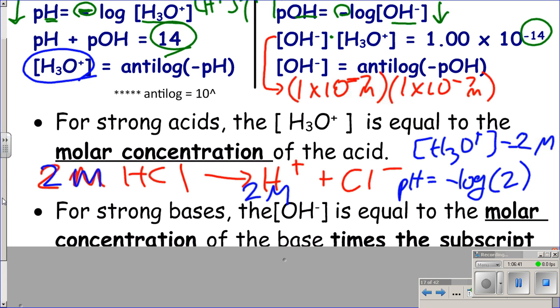Do you guys have antilog on your calculator? I don't, so I don't ever use antilog. I use the opposite of log. Well, what's the base of log? 10. So what's the opposite of log? 10 to the negative blank, okay? So antilog is 10 to the negative pH, or 10 to the negative pOH. That's the same as antilog, so we'll use some of that, okay?